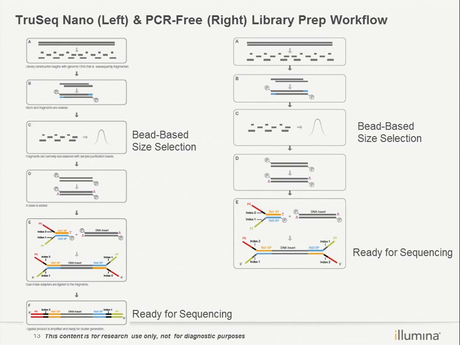As a comparison, for the PCR-free kit, all of the previous steps are the same. The only difference here is that after the ligation, we already have the library ready for sequencing. We don't need to do any PCR process. So that's why we require a large amount of starting material.